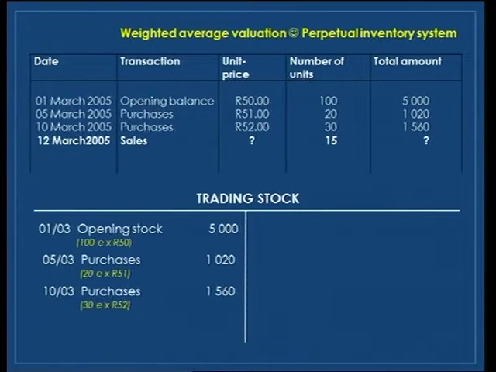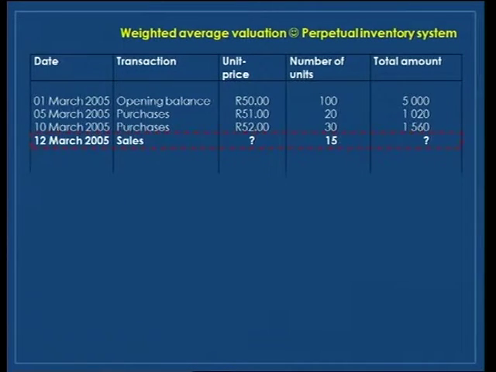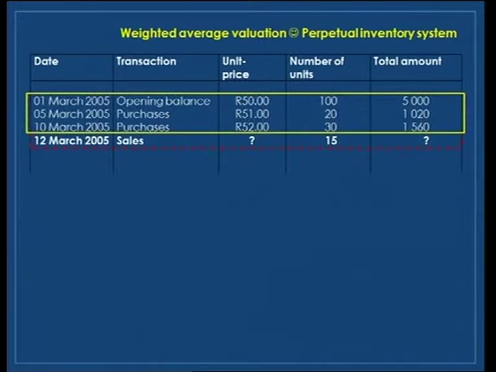And we now need to do that by calculating the average price of the units available. What are the units available? Let's look at that. We've got 100 units opening stock plus 20 plus 30. So the number of units available is 150 units. What's the total cost of that 150 units? It's the 5,000 plus the 1020 plus the 1560. So it is 7580.